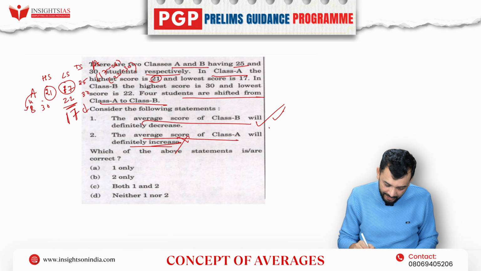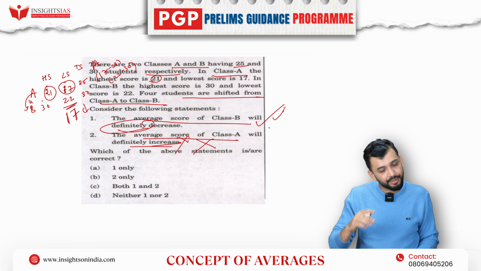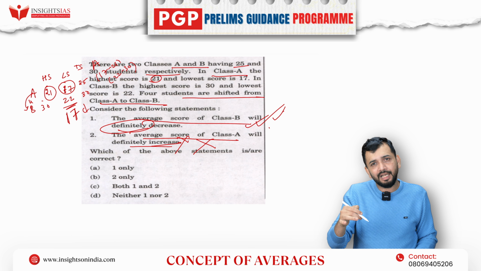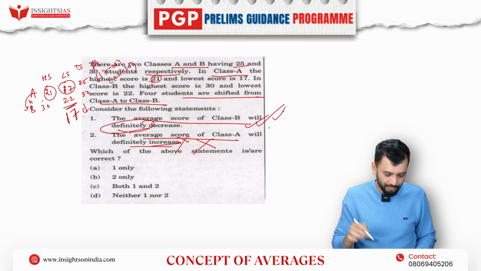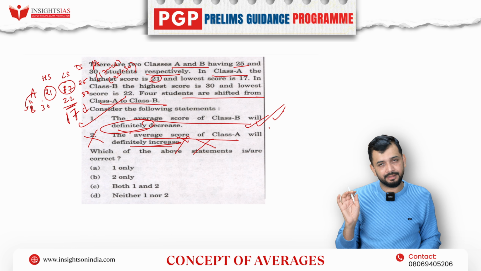So this is not correct because, as I have already discussed previously, definitely means always. But the average of class B will definitely decrease, because even if you send the best student also, they are still not scoring more than the lowest scoring student of class B. So the first is correct, the second is incorrect, the answer is one only.